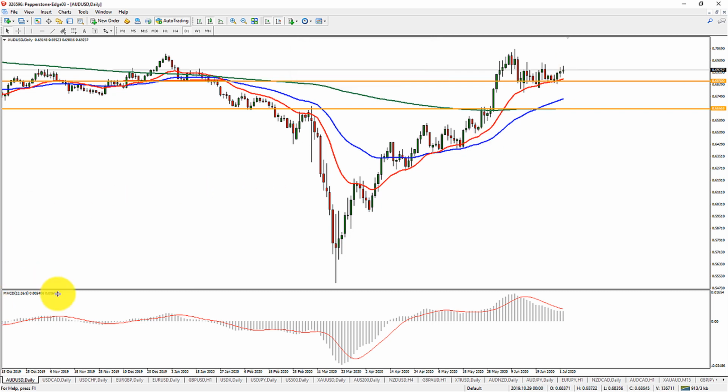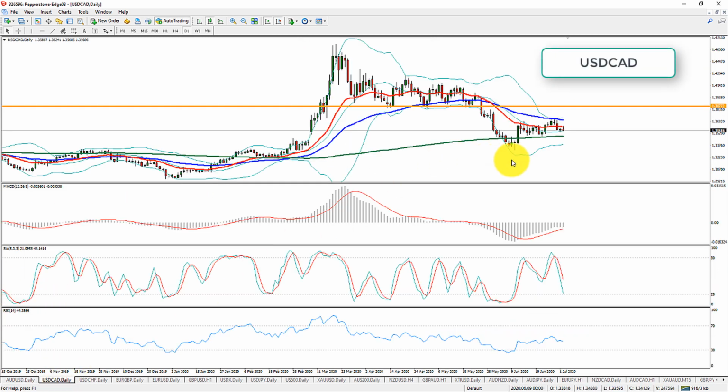So we'll move on to the US dollar CAD. The CAD's been an interesting one. It's threatening to break higher, but hasn't really been able to fulfill its destiny here. We've got a series of higher highs and higher lows. It's still definitely in a technical uptrend on the daily chart. There's no worries about that.